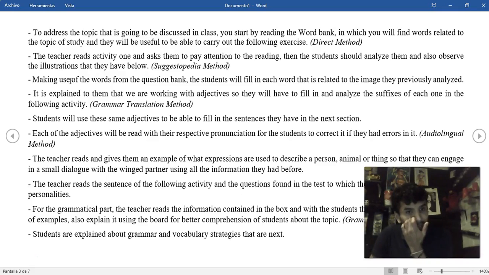The teacher reads and gives them an example of what expressions are used to describe a person, animal, or thing, so that they can engage in a small dialogue with their partner using all the information they had before. Yes, with that information, they are going to work in pairs, sharing the information.